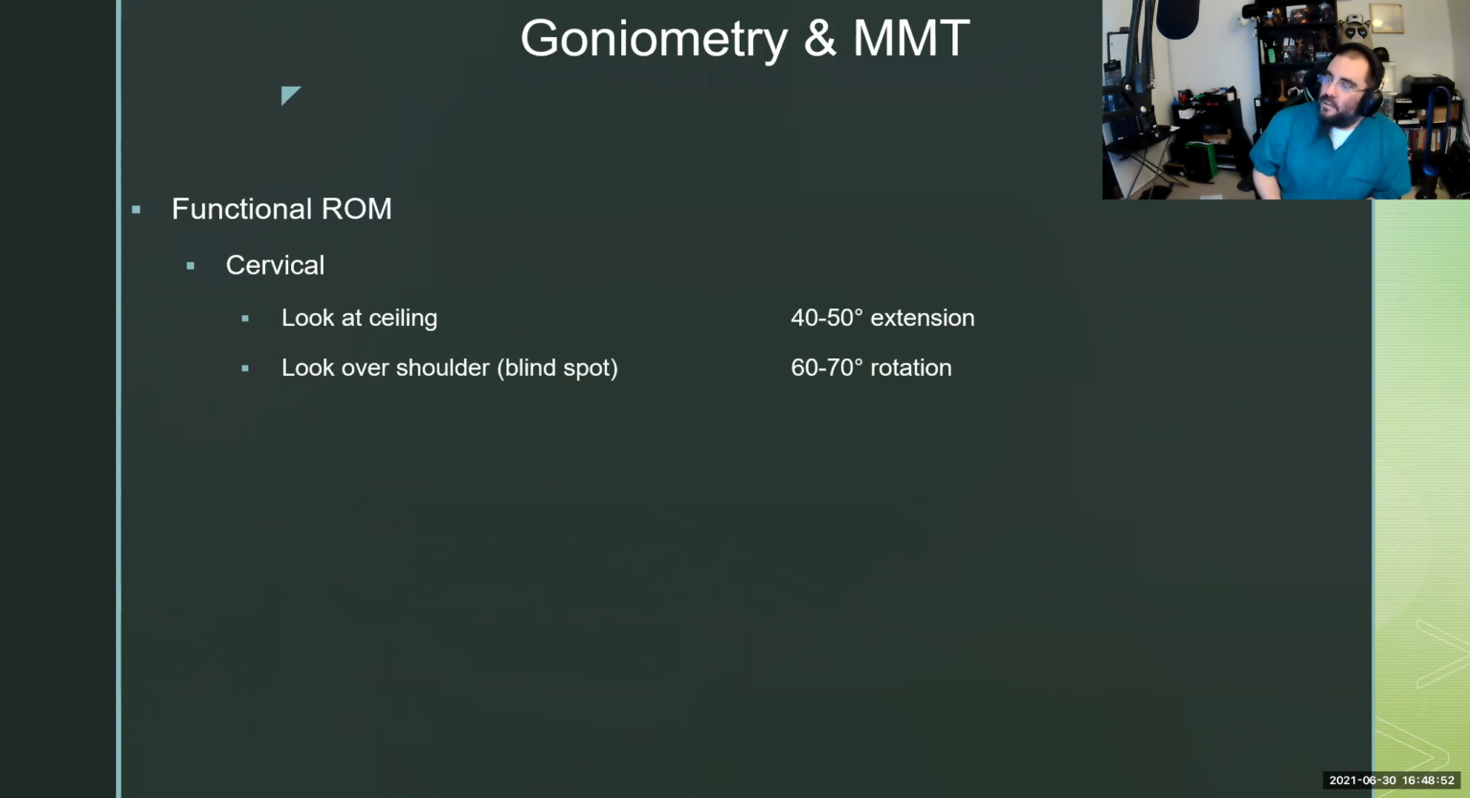Functional range of motion in the cervical region, normally 40 to 50 degrees of extension is the major thing. I don't know why we're looking at the ceiling, but that was one of the functional ranges of motion the book had you look at. The main one is for driving, and that is cervical rotation. You should have about almost normal range of motion to clear your blind spot. Why is that? Well, because where does most of our accidents occur? From hitting people in our blind spots.